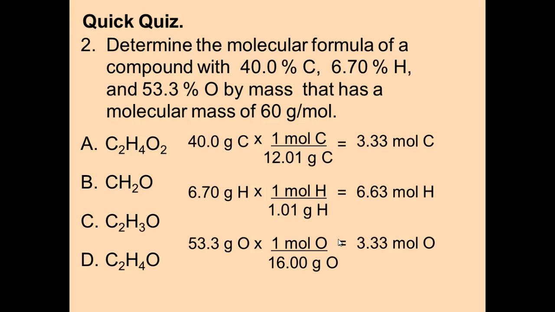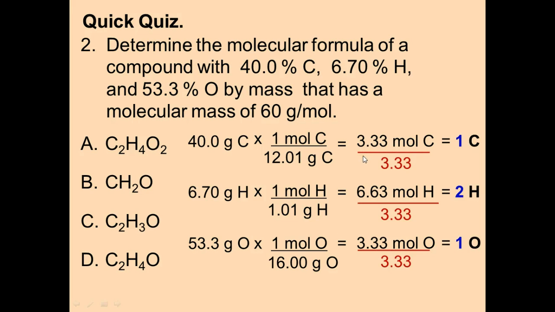3.33 moles of oxygen. So we divide by the smallest number, which is 3.33. We divide them all by that, and we get 1 carbon, 2 hydrogen, 1 oxygen. So this would be the empirical formula right here. Then we find the empirical formula's mass.